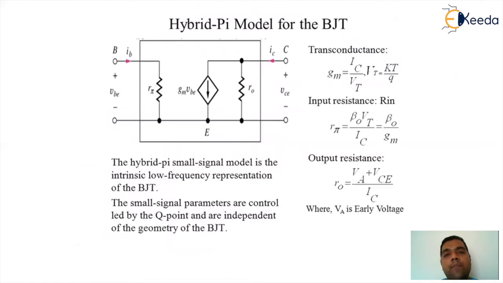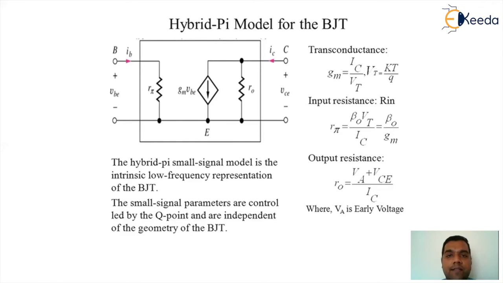So when you see the hybrid pi model of the BJT, I can estimate the value of gm as IC by VT, where VT is going to be kT by q. The input resistance R pi will be defined as beta by gm, where I can represent the value in terms of gm and IC and VT. So R pi can be beta VT by IC or beta by gm. The output resistance can be defined as VA by IC, where VA is basically the early voltage. So this is all regarding the models.